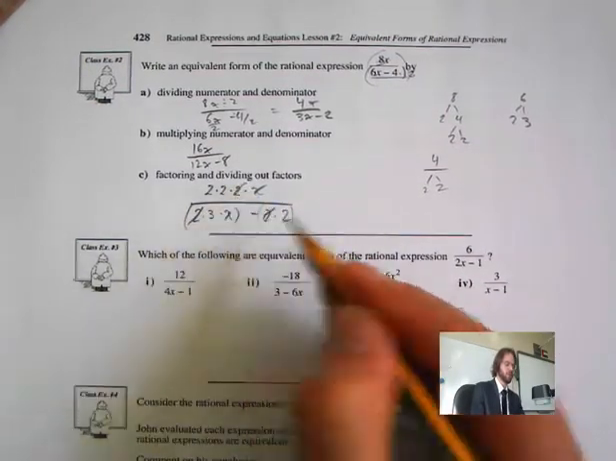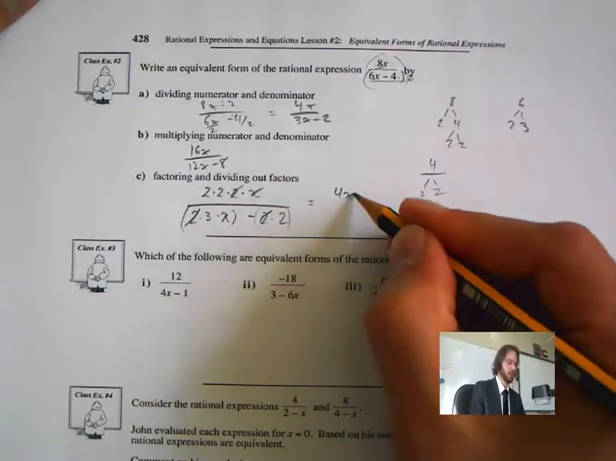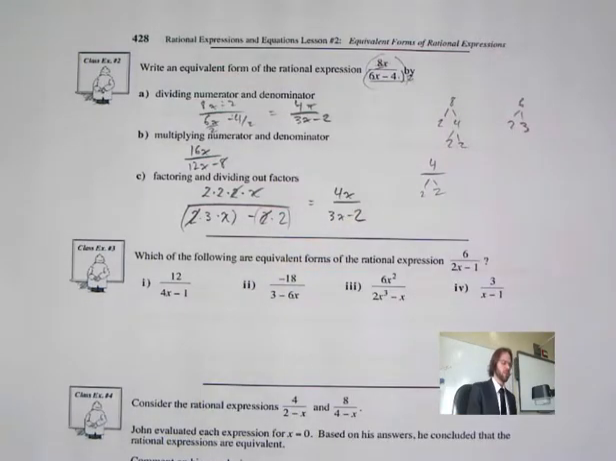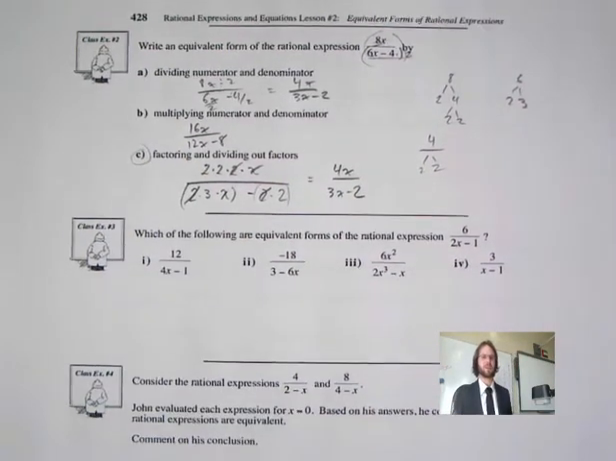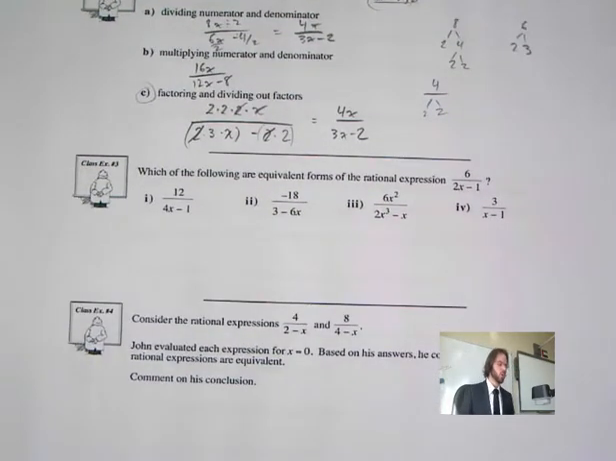We have a 2 in the same of everything. So it's the same thing as 4x all over 3x minus 2. I really like this way here. It really makes it so we can get as simplified as possible. So now it says, which of the following are equivalent forms of the rational expression?